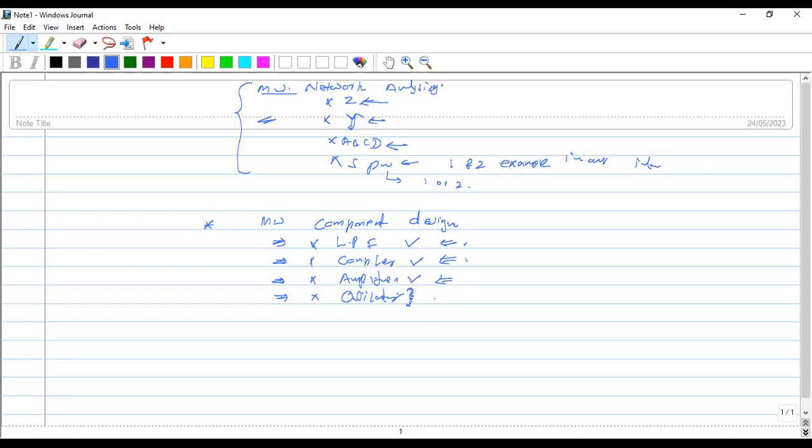There is no evaluation method there. So we will try to do these three component design criteria, and if we have time, we will come to the oscillator part also.